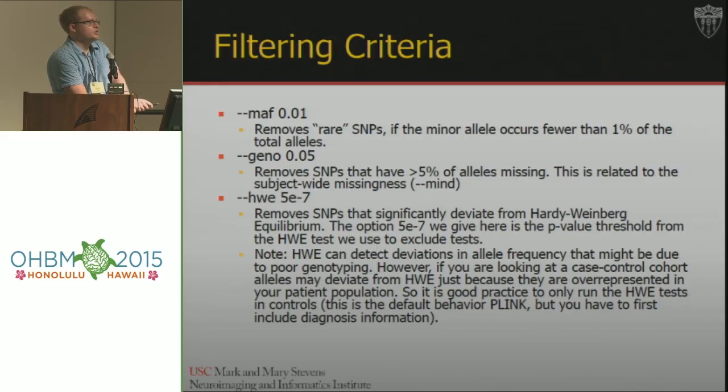What I mentioned before about why you need a diagnosis is that it's really important that you do these tests only in healthy controls. It's possible that if you're ascertaining a case control study, for example, and the allele is strongly related to the disease, it will look like the disease allele in the control patients is more common than you would expect by chance, and you would think it was a deviation from Hardy-Weinberg equilibrium and drop it. But that's actually one of the SNPs you're looking for. So in that case, we want to do these tests only in controls.